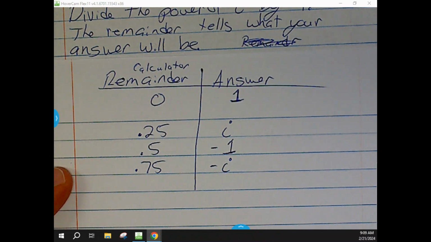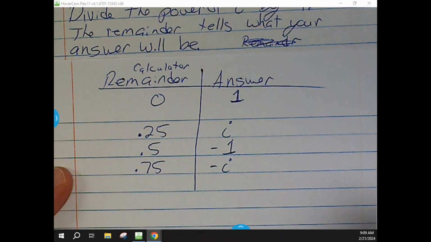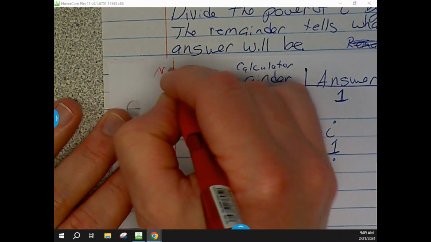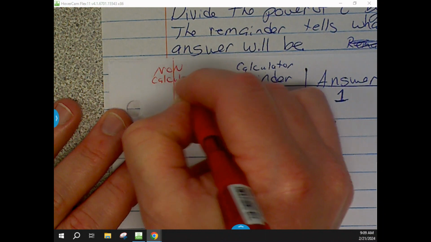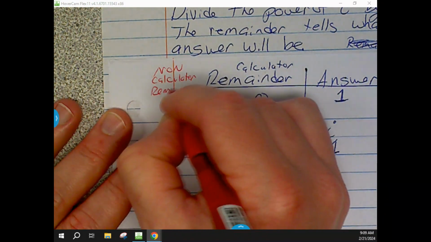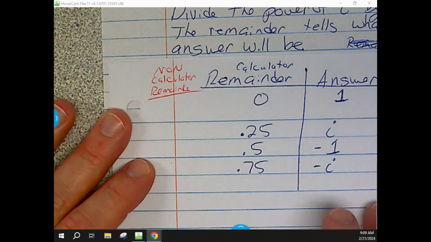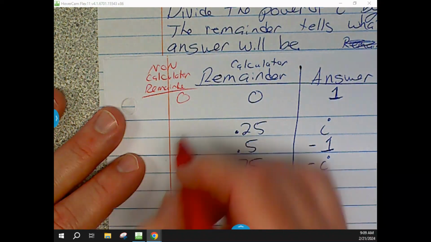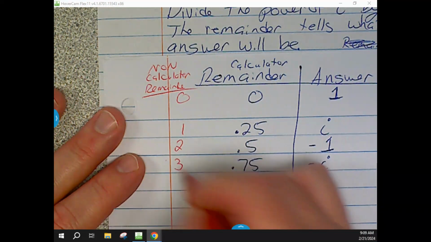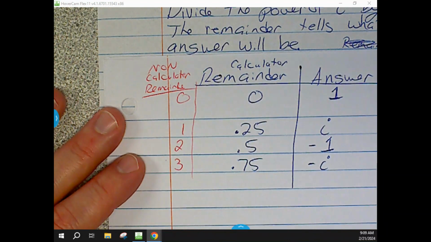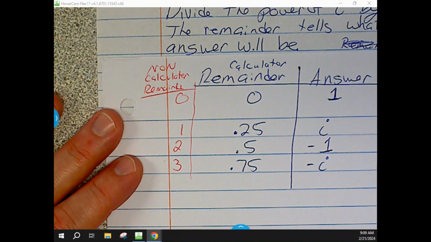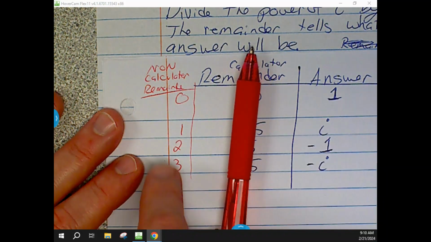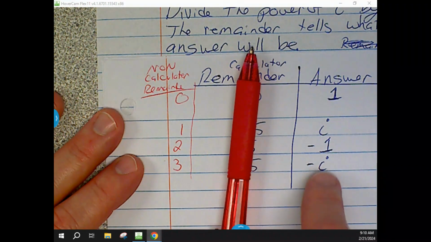Now, you don't have to write this down, but here is the non-calculator answer, if you did this by hand. I'm putting it over here to the side. But again, I don't think anybody's going to be doing this one by hand. If you do, that's great. If not, that's fine too. A non-calculator remainder would be 0, 1, 2, or 3. If your remainder was 0, the answer is 1. If the remainder is 1, it would be I. Remainder is 2, it's negative 1. Remainder is 3, it's negative I.